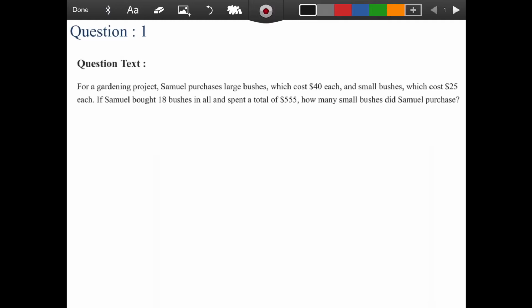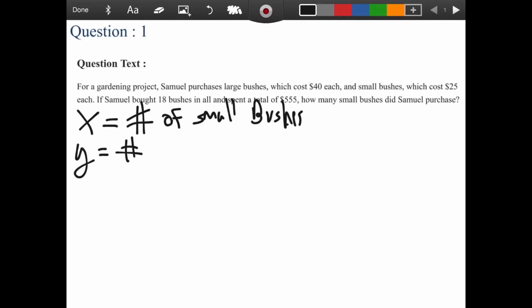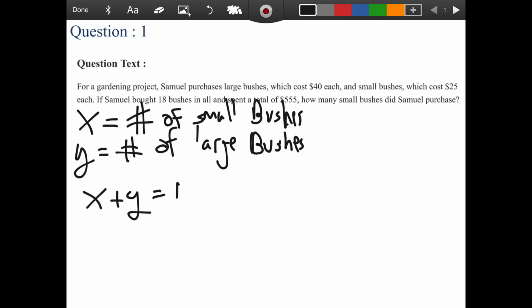What we need to know is the number of small bushes. So let's just call X the number of small bushes. You can pick any variable you want, but let's just call Y the number of large bushes. Now, what you do know is that he bought 18 bushes in total. So what you need to do is set up a little equation, and it's going to be systems of equations. I like to stack them, write them on top of each other.